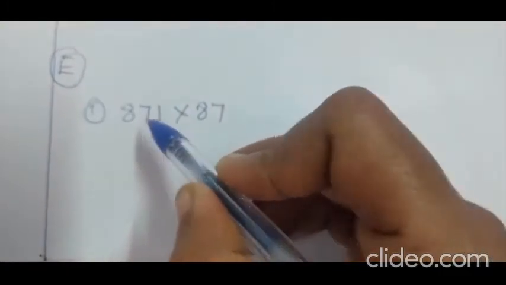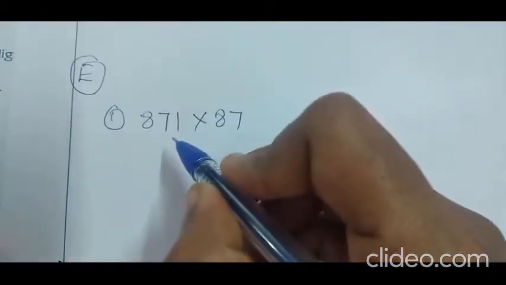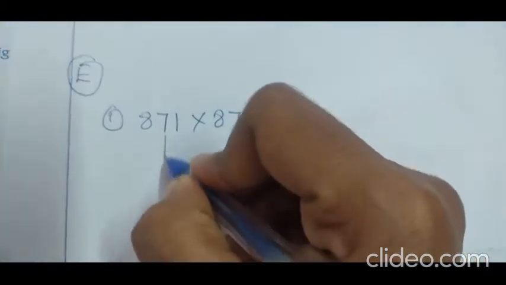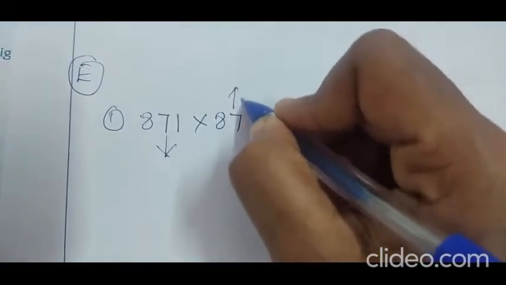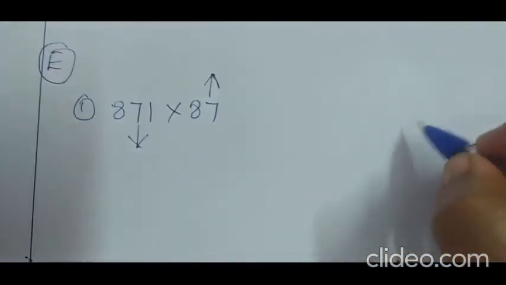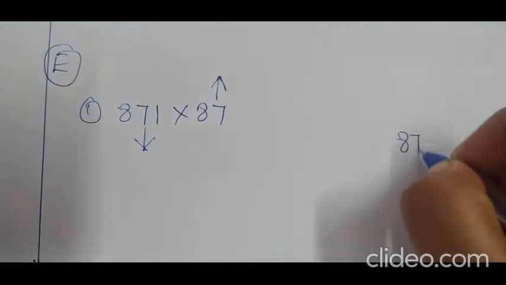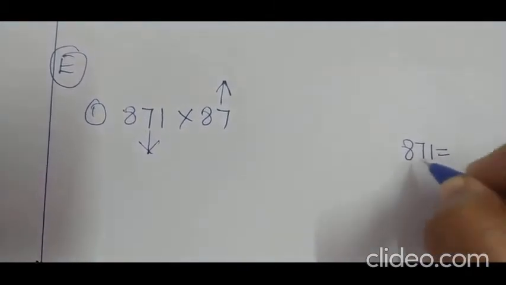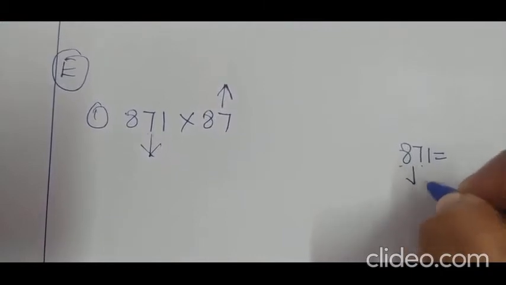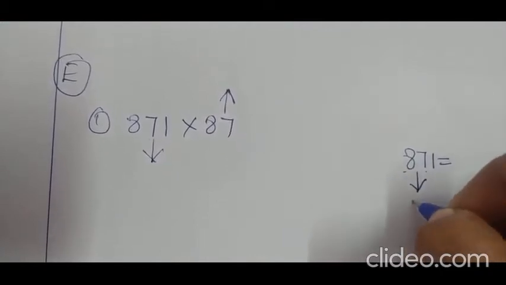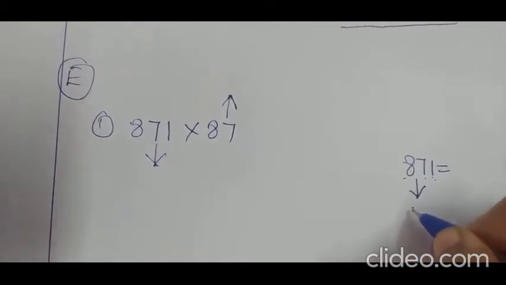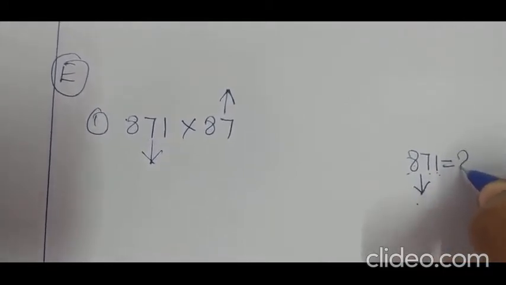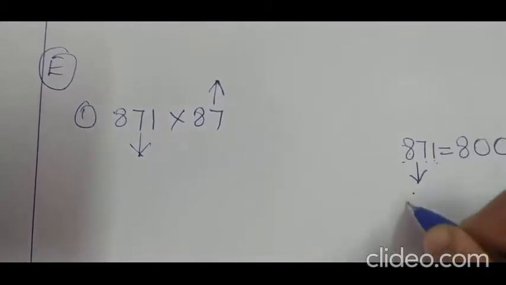This is the first number. First number downward, we have to make it round off. And this one, second number upward, like that. First number 871. How can we round off 871? We have to count downward. If you count downward, 871, we will remove this 71 and write it as 800.